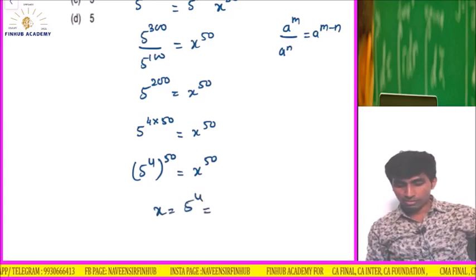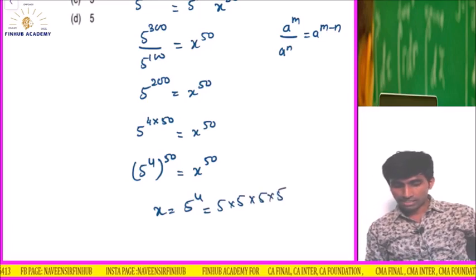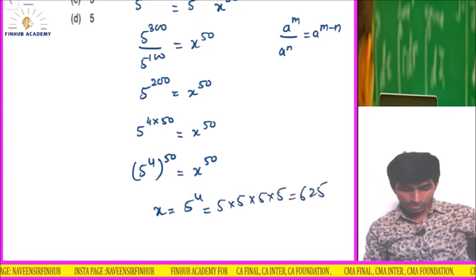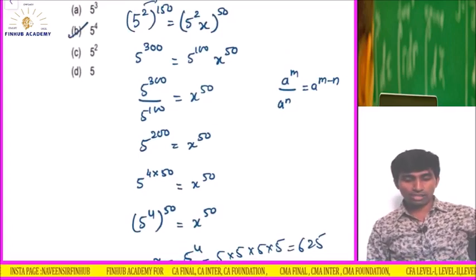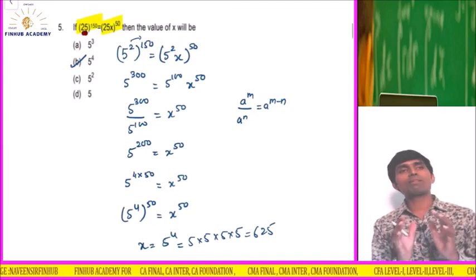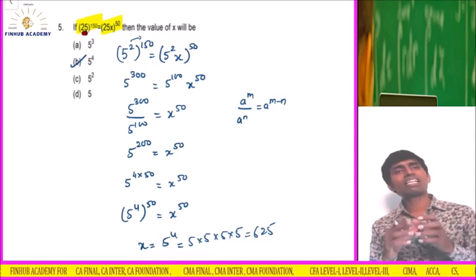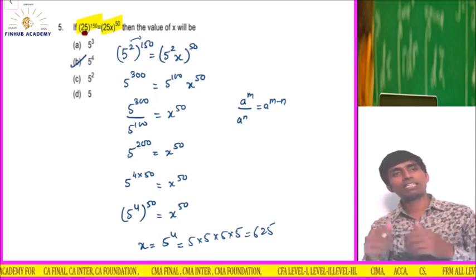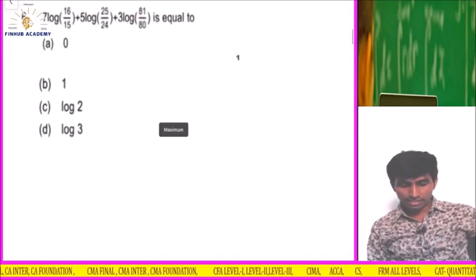5 raised to 4 is how much? 5 into 5 into 5 into 5, okay, so that is 625. What is the answer given? 5 raised to 4. Clearly it is given 5 raised to 4, no need to do that also. Understood? So what we are doing is we are trying to make the base the same first. Okay, once the base is equal, then I try to make the power the same. Okay, and then I have solved. Clear? Easy sums. Next.